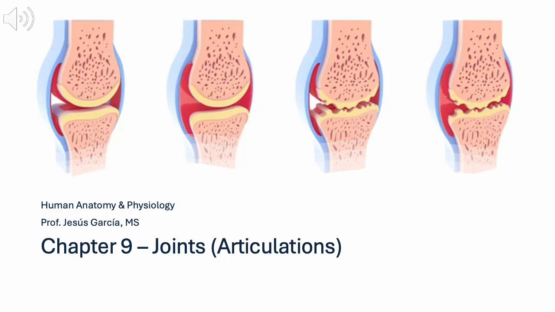By the end of this unit, you'll be able to understand the difference between a freely movable joint like the shoulder and an immovable one like the sutures in your skull. Let's dive into the structure and function of joints and see how form truly follows function in the human body.